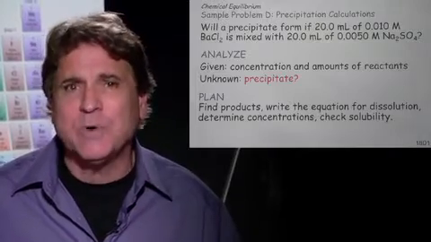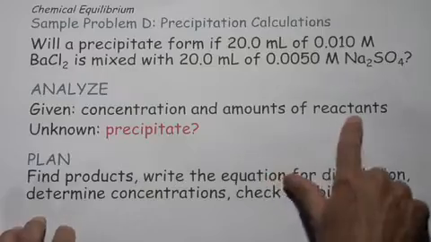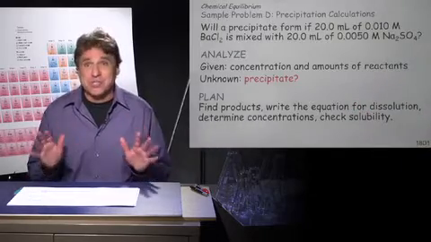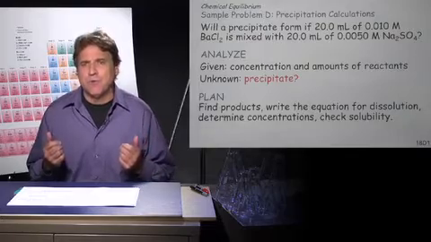What do we have? What do we need to find? Well, we're given the concentration and amounts of the reactants. Great, a perfect place to start. What do we need to find? Well, we have to determine if a precipitate will form.